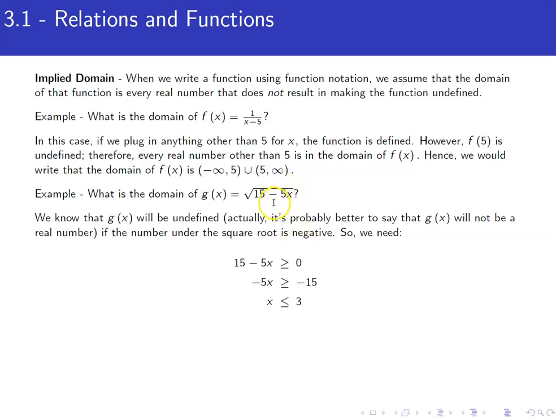So what we need is that what's under the square root, the 15 minus 5x, needs to be non-negative, greater than or equal to 0. So solve this inequality for x. We'll subtract 15 from both sides, divide by negative 5, and remember when you divide by a negative, it flips the inequality, so we get x is less than or equal to 3. So in interval notation, we have everything up until 3. 3 is included in this case, so we use a bracket on the 3. So we have the interval from negative infinity to 3, with a bracket on the 3.